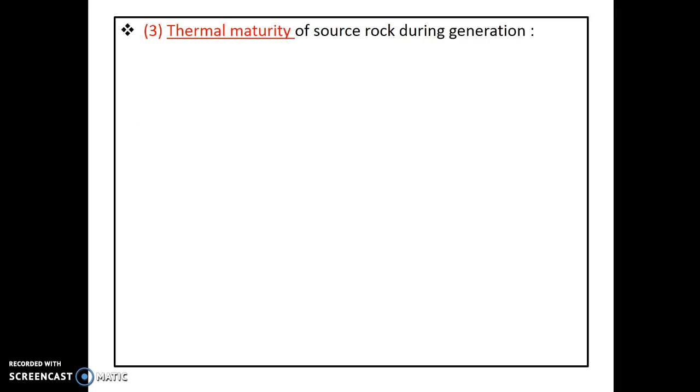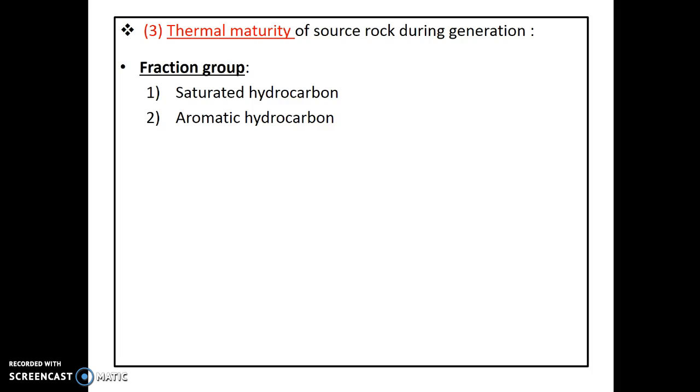Alright, moving on. Okay, the third part of the use of oil biomarker is to estimate the maturity history of the source rock during generations and any interval of oil and gas window. So to do this, you need to divide the petroleum into two groups of hydrocarbon fractionations, which are the first one, saturated hydrocarbon, and the second one is aromatic hydrocarbon. Never mind, you will learn this later on.